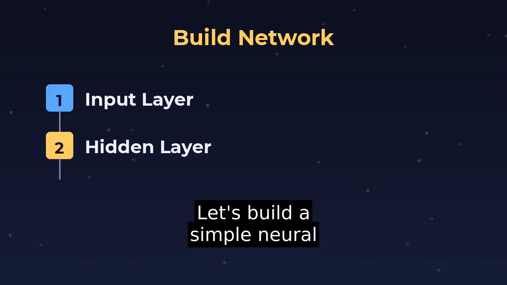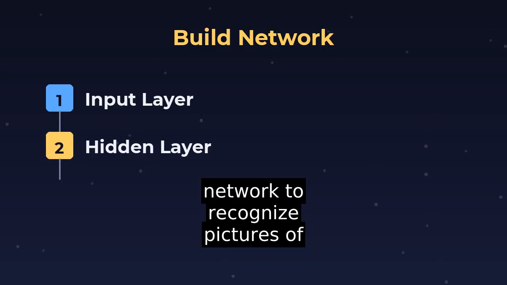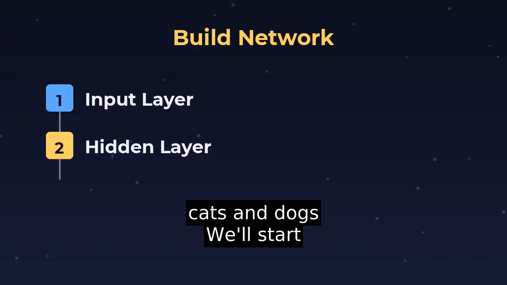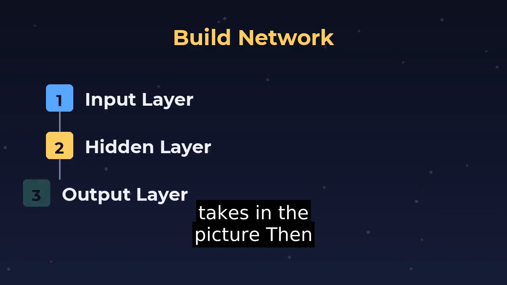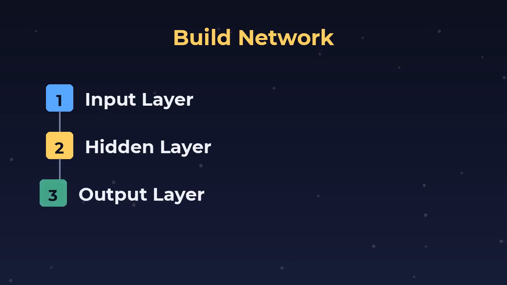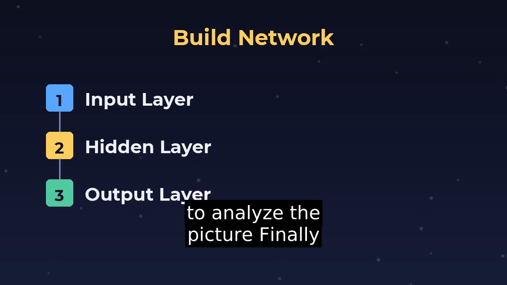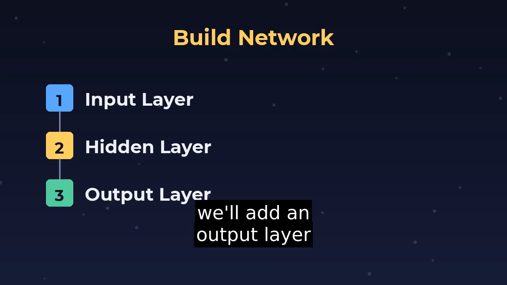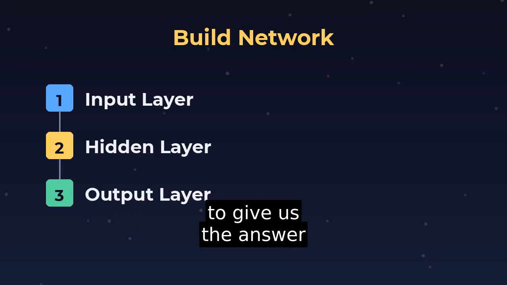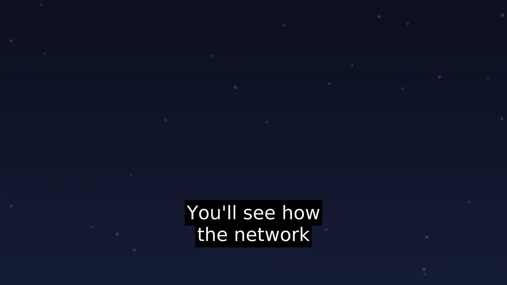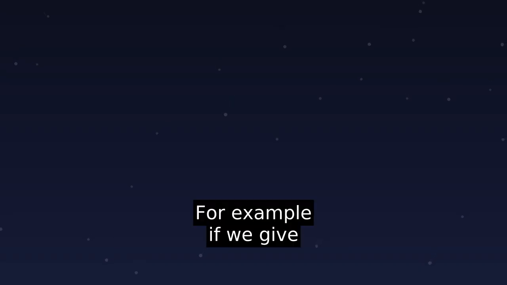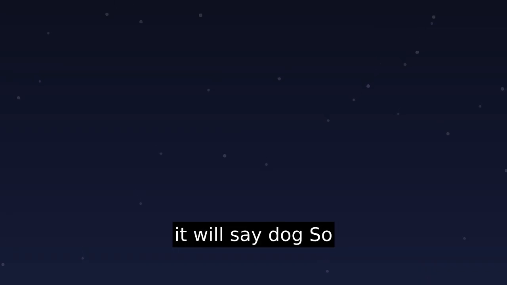Let's build a simple neural network to recognize pictures of cats and dogs. We'll start with the input layer, which takes in the picture. Then, we'll add a hidden layer to analyze the picture. Finally, we'll add an output layer to give us the answer. You'll see how the network learns and improves over time. For example, if we give the network a picture of a cat, it will say cat. If we give it a picture of a dog, it will say dog.